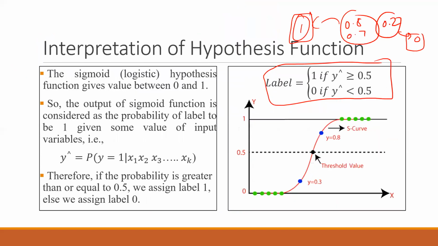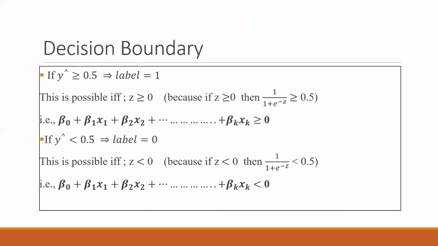Now let's talk about the decision boundary. We have already discussed that if the output is greater than 0.5 we have to label it 1, but this is possible if and only if z is greater than or equal to 0.